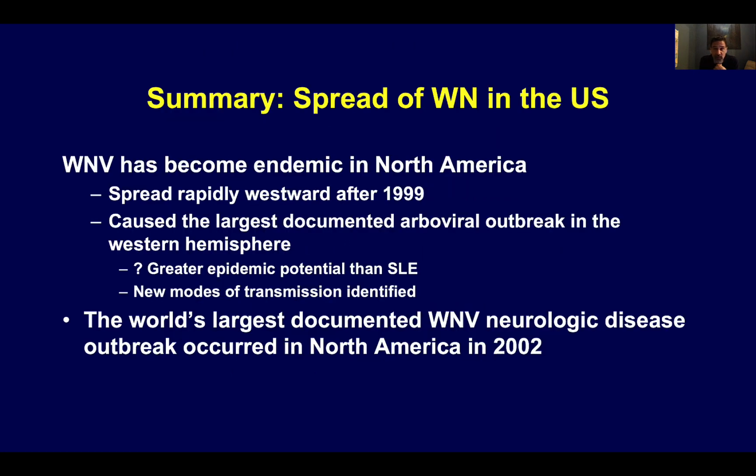In terms of the spread of West Nile virus since its introduction in 1999, it's clear that West Nile virus has become endemic in North America since it arrived. It spread rapidly westward in the years following the 1999 emergence. And it actually caused the largest documented arboviral outbreak in the Western Hemisphere. It may even have greater epidemic potential than St. Louis encephalitis. There were some new modes of transmission identified in the process, and it was also shown that the world's largest documented West Nile virus outbreak with neurological disease occurred in North America in 2002.